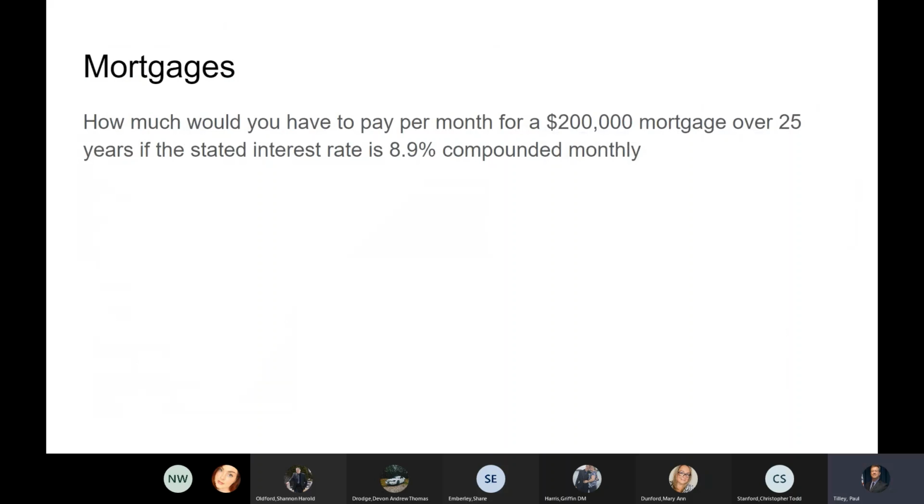Now I put in mortgages here too. In order to make this a little simpler, what I've done on this particular problem is, a mortgage is usually calculated half yearly, but in this particular mortgage, and I've stated it here, it's compounded monthly. So it's a $200,000 mortgage, 25 years, stated interest rate of 8.9%, but I've said that it's compounded monthly, paid per month and compounded monthly. That makes it a little simpler.